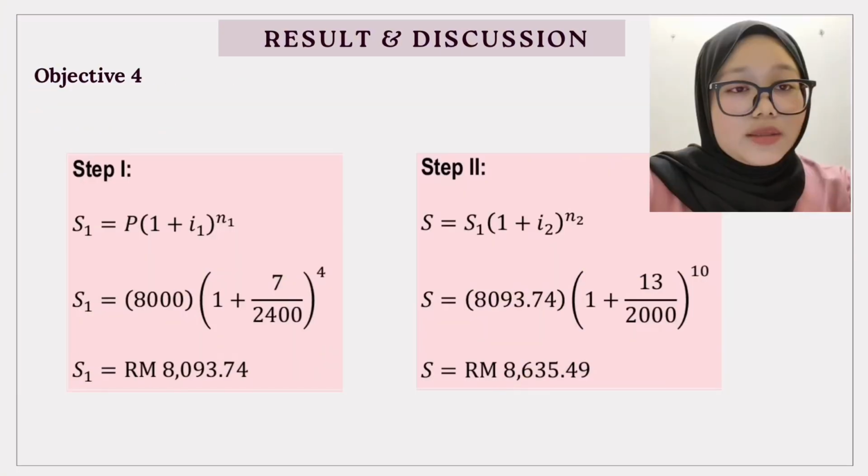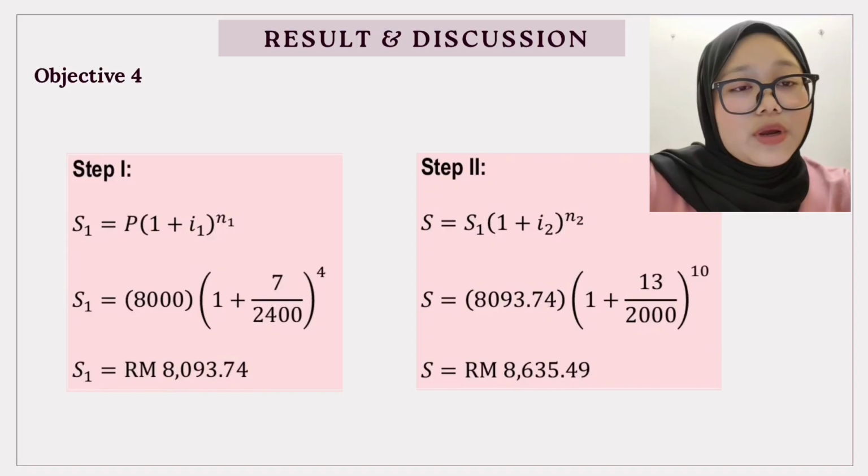Now, to calculate the accumulated amount, the first step, we use the formula S1 equals P multiplied by (1 plus I1) to the power of N1, which is S1 equals 8,000 multiplied by (1 plus 7 over 2,400) to the power of 4. So we get S1 equals 8,093 ringgit and 74 cents.